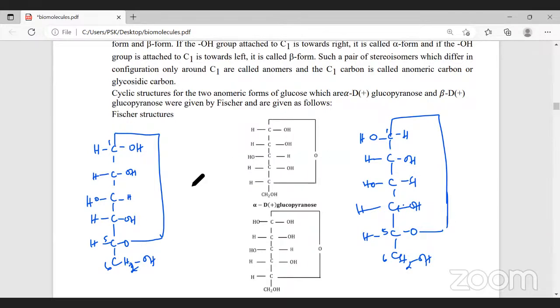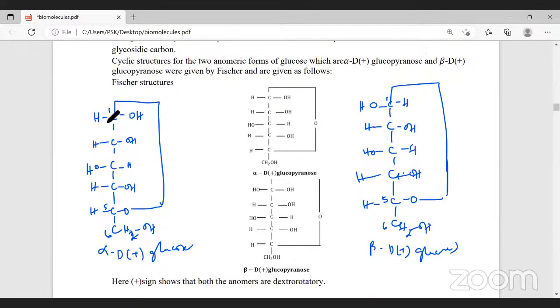Now, this ring structure, you can see here, will be called alpha D plus glucose, and this will be called beta D plus glucose. Now, the configuration is different only at the first carbon atom. Here, the OH on the first carbon atom is on the right-hand side. Here, the OH is on the left-hand side. Since the configuration differs only at the first carbon atom, alpha D glucose and beta D glucose are called anomers.